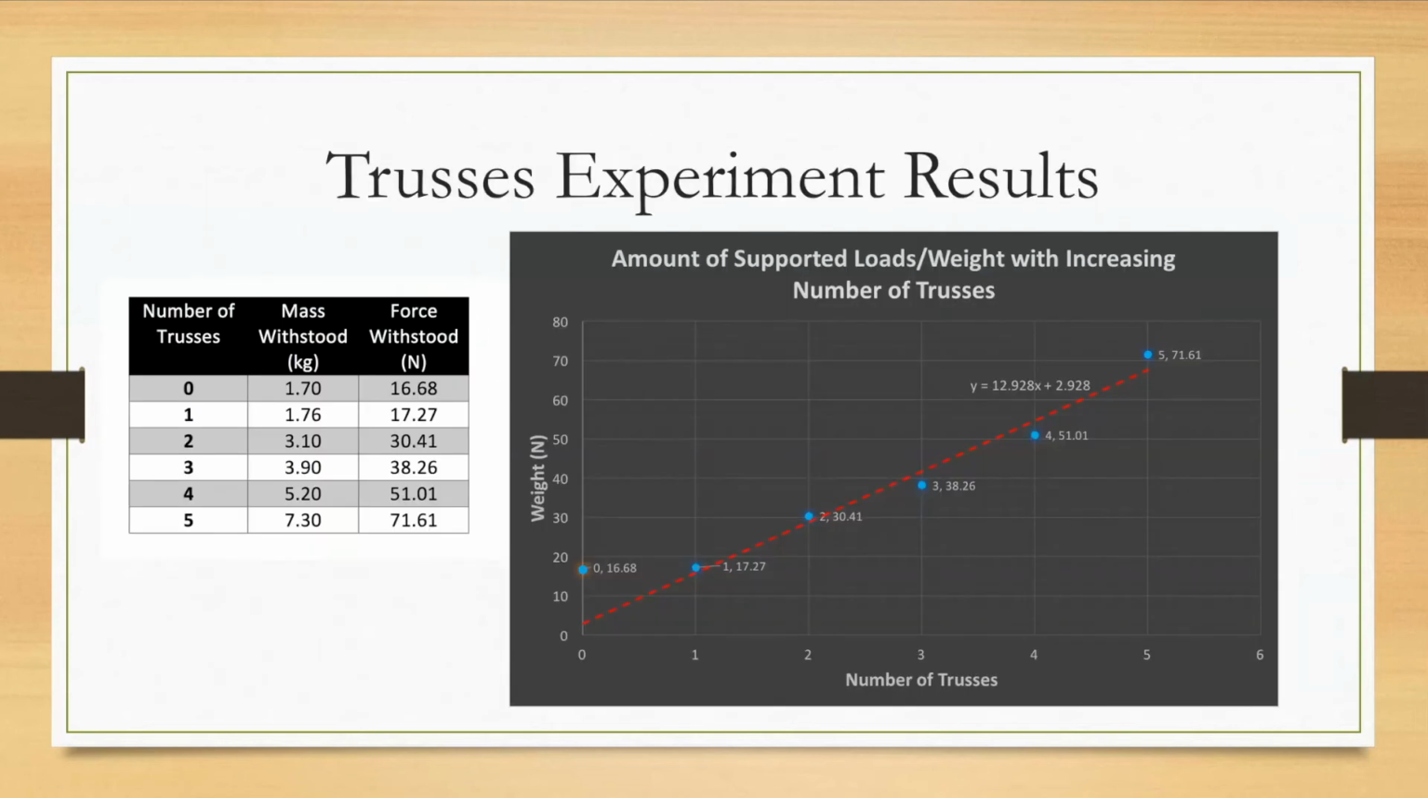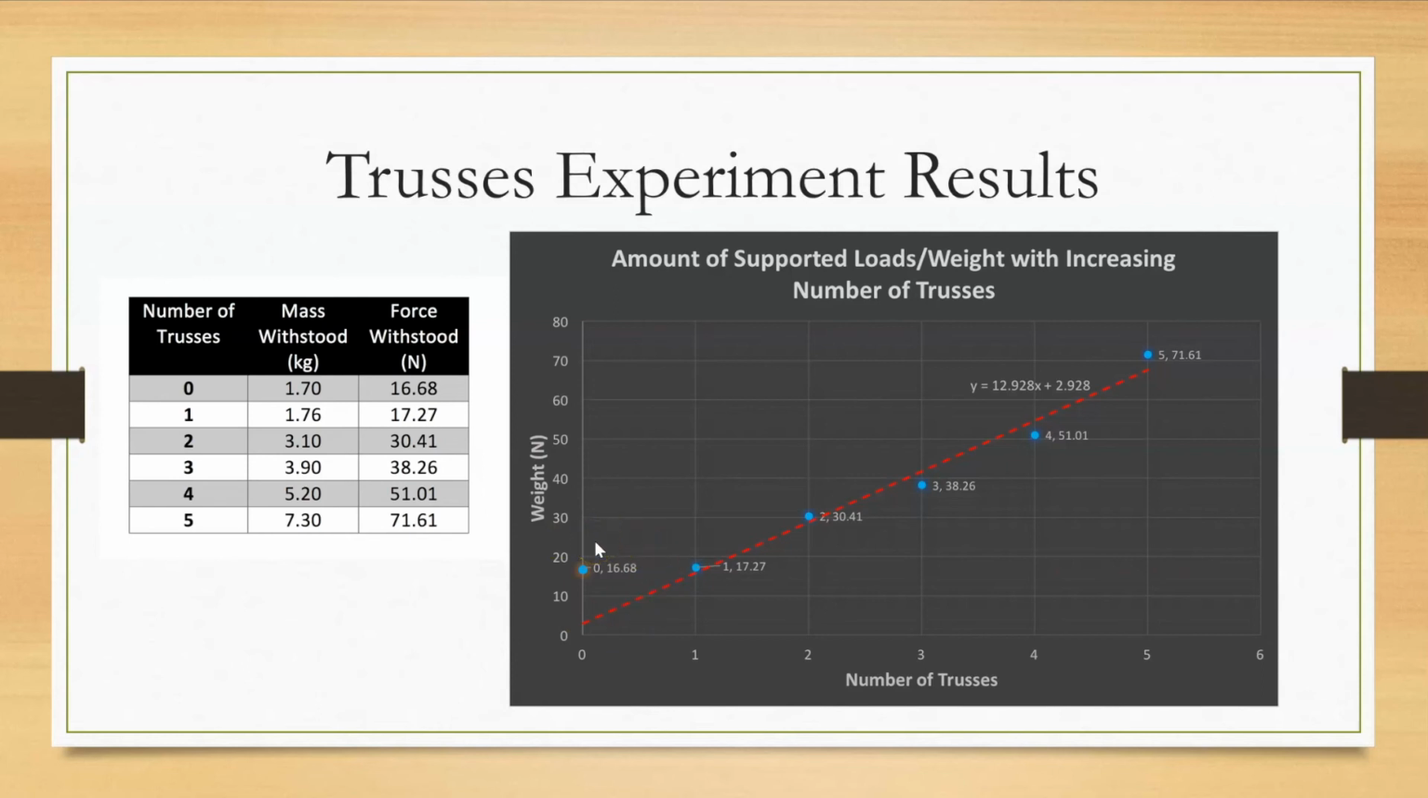The skewers broke on the tension surface because the tension fibers of the timber, or the wood, are splintered. As for our results, as the number of trusses increased, the weight which the truss system can withstand also increased, producing a general linear trend. The only point that is a clear outlier of this general linear trend is our first data point, where the number of trusses equals 0, as you can see here.